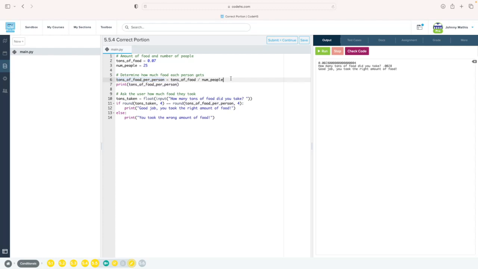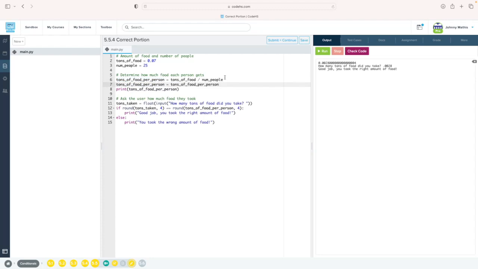So I'm going to just add an extra line. We're going to do round, comma 4 here. That's just something I want to add and see how that will work. Okay, good. How much food did you take? Just to confirm, 0.0028. Good job. You took the right amount of food.